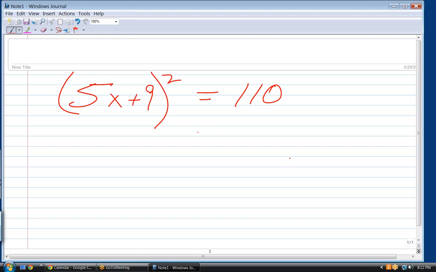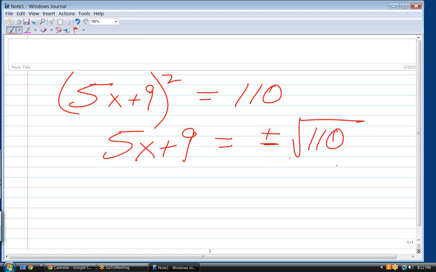Okay. What's the square root of the left side? 5x plus 9. What's the square root of the right side? Don't know. Let me get out my calculator. No, I don't want a decimal. What I really wanted was the plus or minus.